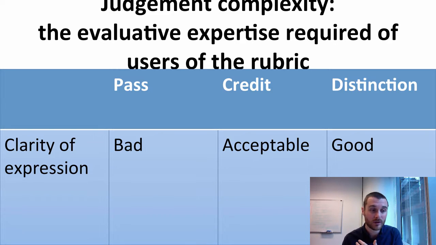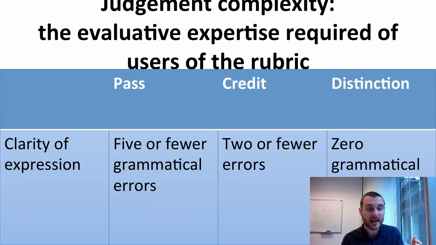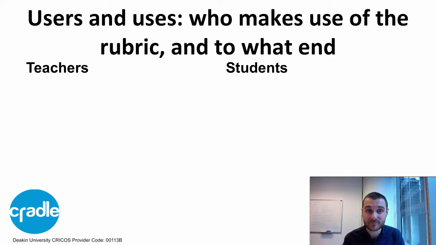acceptable or good. As an alternative, clarity of expression that says 5 or fewer grammatical errors, 2 or fewer grammatical errors, 0 grammatical errors. That requires not much expertise beyond spotting grammatical errors, but it also doesn't give much flexibility to the marker. You make a call about this.